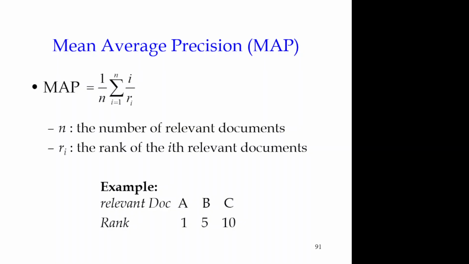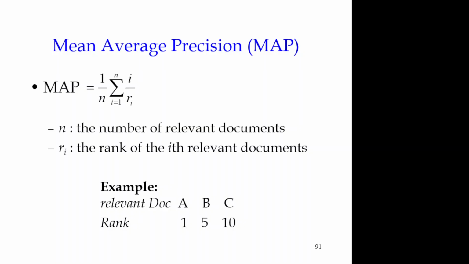And we calculate the third document. Its place is 10. Before the 10th place, there are totally 3 relevant documents. So we can calculate this precision if we only consider the top 10 documents and only 3 are correct. It's the top 10 precision. Then we take these 3 precisions to calculate the average.